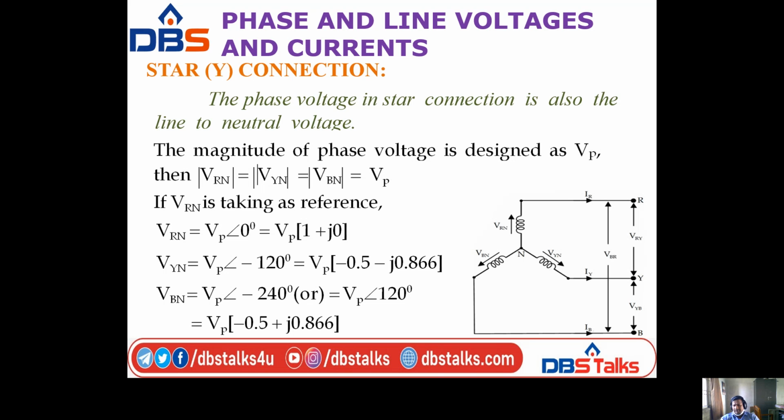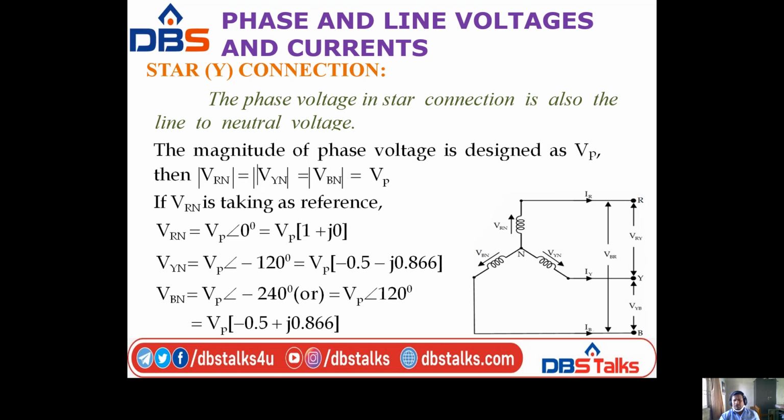Now go for the important derivation, that is the phase and line voltages and the relation between the phase and line voltages and phase and line currents of a star connection. Very important. The phase voltage in star connection is also the line to neutral voltage. Generally in star connection, the voltages are different. Phase voltage is equal to line voltage by √3. Coming to the currents, both are the same. Line current is equal to phase current, right?